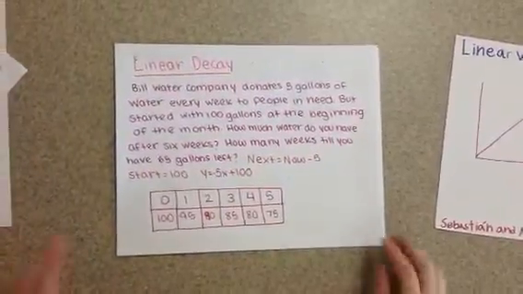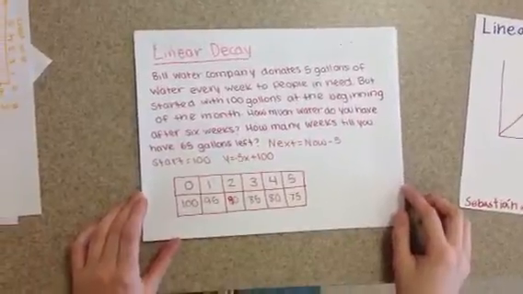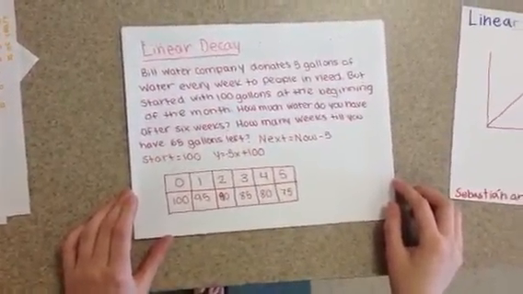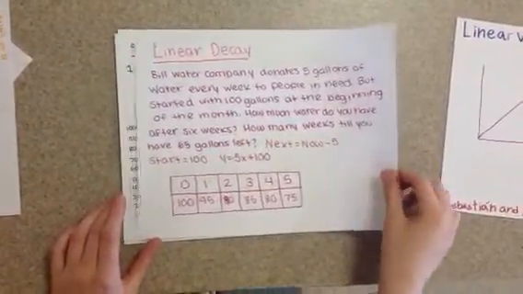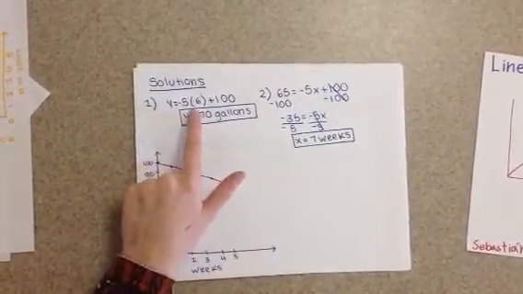The next thing is linear decay. So Bill Water Company donates 5 gallons of water every week to the people in need, but started with 100 gallons at the beginning of the month. How much water do you have after 6 weeks? So that was our first question. So we got 70 gallons after 6 weeks because we plugged in 6 for x.